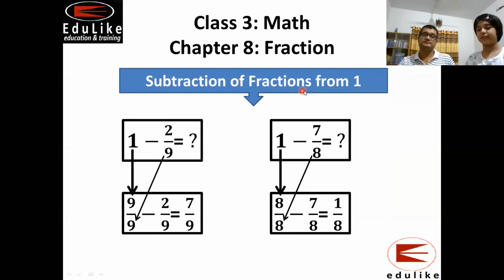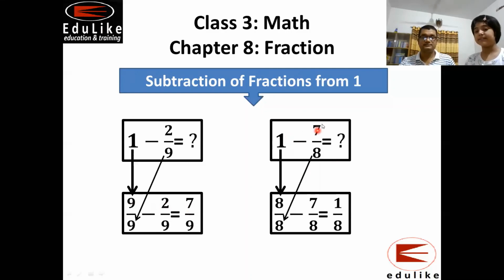Subtraction of fraction from 1. 1 minus 2 by 9 equal to what? This 1 can be expressed as 9 by 9, and 9 by 9 minus 2 by 9 equal to 7 by 9, because 9 is the common denominator and 9 minus 2 equal to 7.